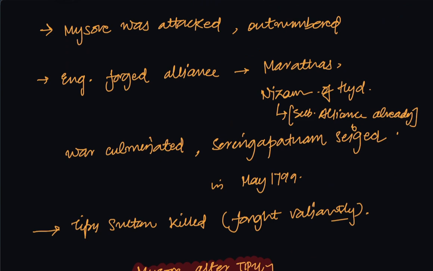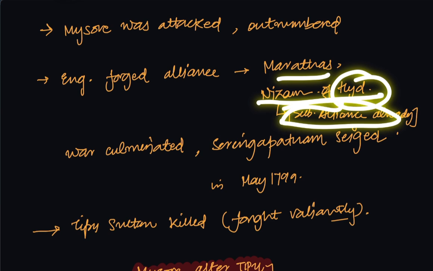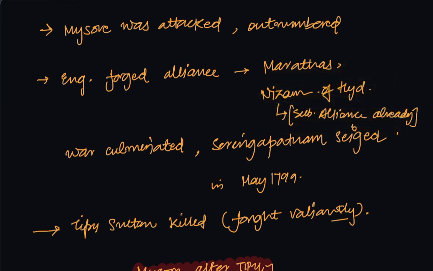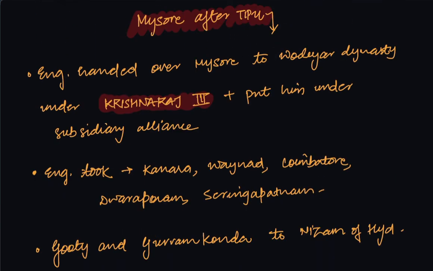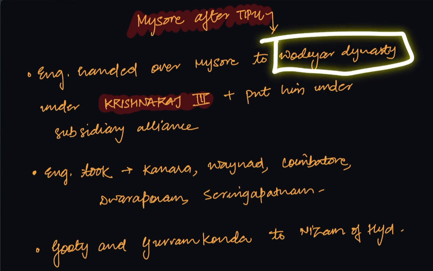So once the war began, Mysore was attacked, and the English immediately forged an alliance with the Marathas and the Nizam of Hyderabad. The Nizam of Hyderabad was already under subsidiary alliance. The war culminated with the fall of Seringamapatnam in May 1799. Tipu was killed, although he fought valiantly. After the death of Tipu Sultan, the English handed over Mysore to the Wadaya dynasty.